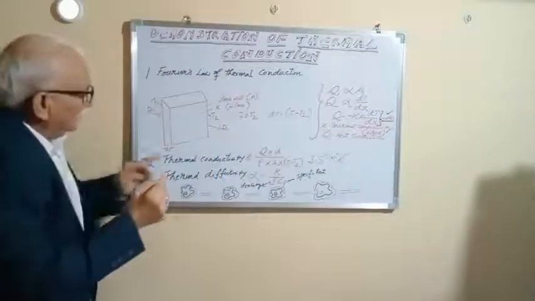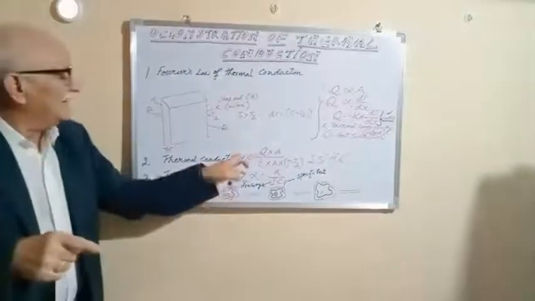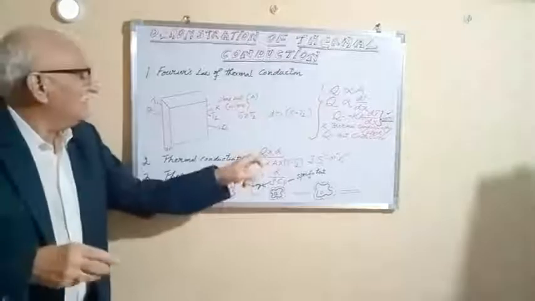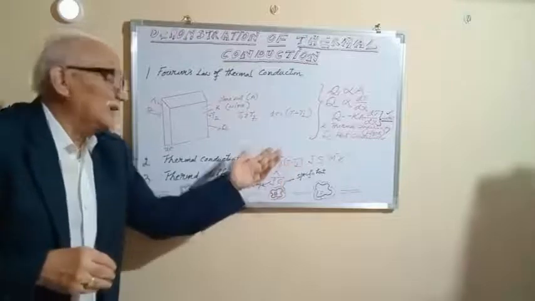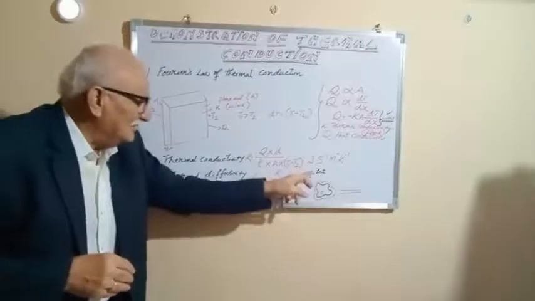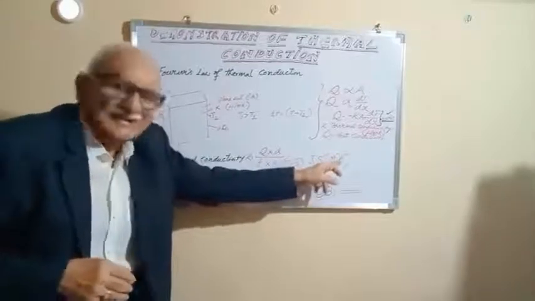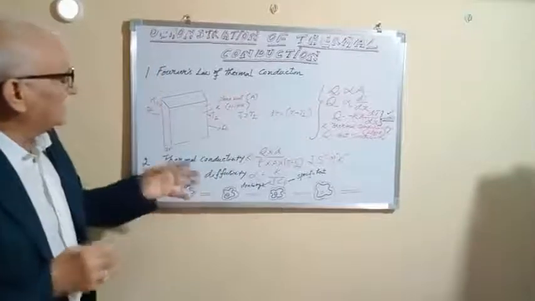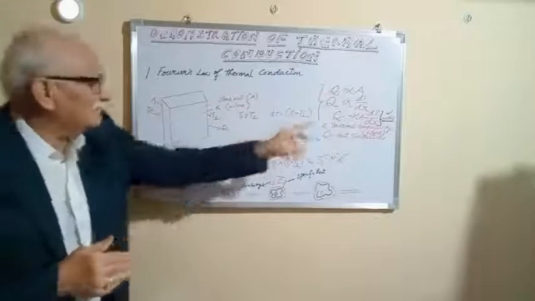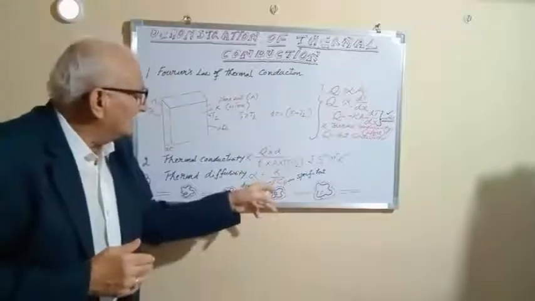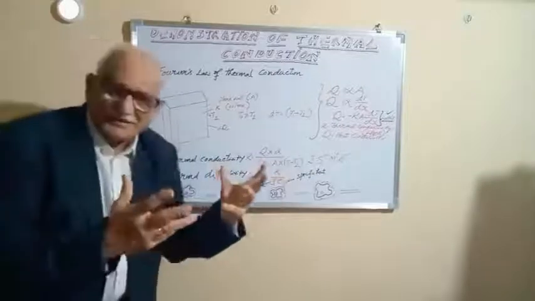Now what is thermal conductivity K? K is Q into dx by A into (T1 minus T2), or delta T, in joules per second per meter per degree Kelvin. Now thermal diffusivity alpha is K by rho Cp. K means thermal conductivity, rho is density and Cp is the specific heat of the substance.